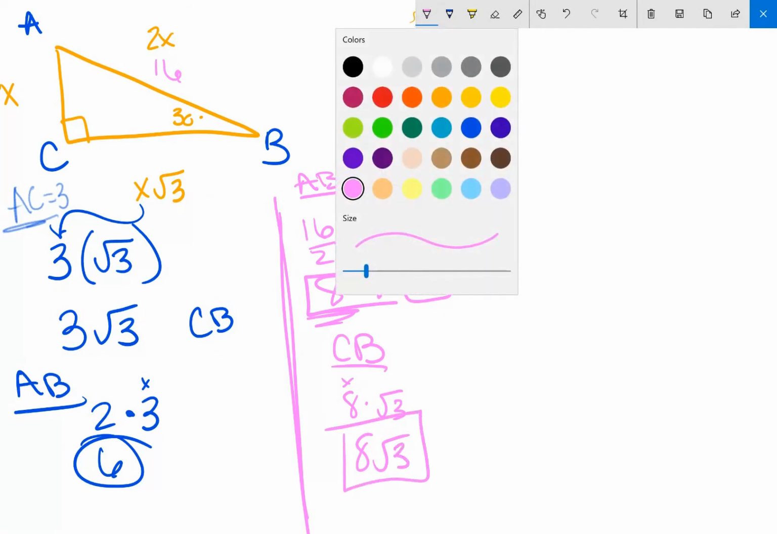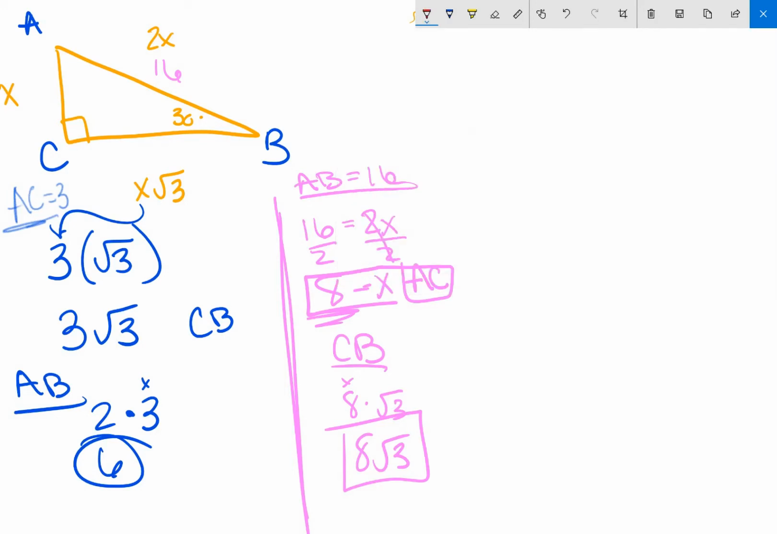Okay, and then the last scenario that you could possibly have, let's do red this time, is if they give you your CB, and I guess there are 2 variations to this. If it has a square root 3, like if it's 5 square root 3, then you would know that x is 5, because again, you are multiplying by the square root of 3, and so the thing that's not highlighted would be your x.